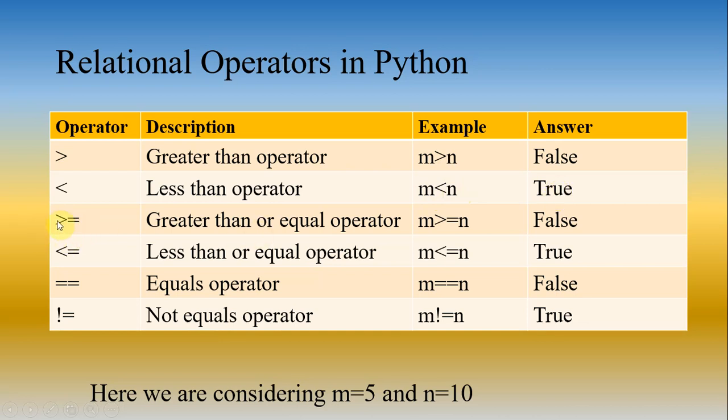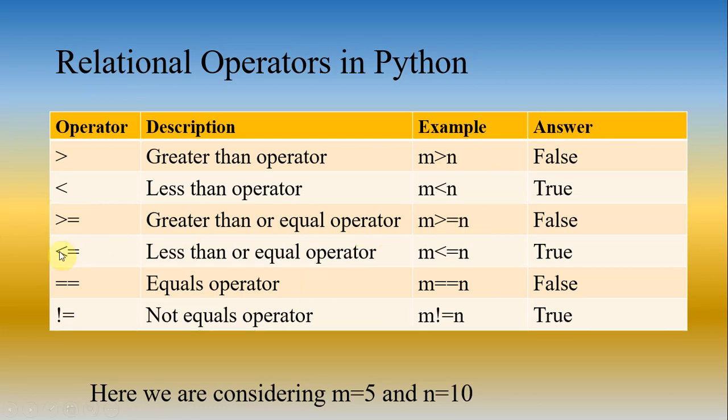This is the greater than or equal to operator, which means either the value can be greater than the other value or equal to it. Okay, so an equal to just after a greater than symbol is a greater than or equal to operator. So is 5 greater than or equal to 10? False. 5 is neither greater than 10 nor equal to 10.